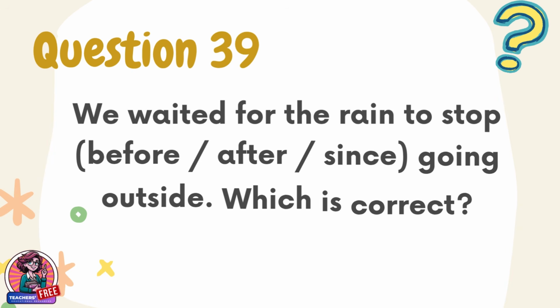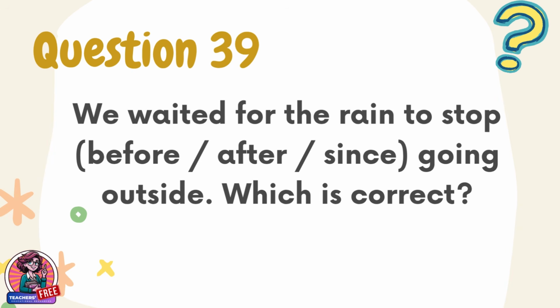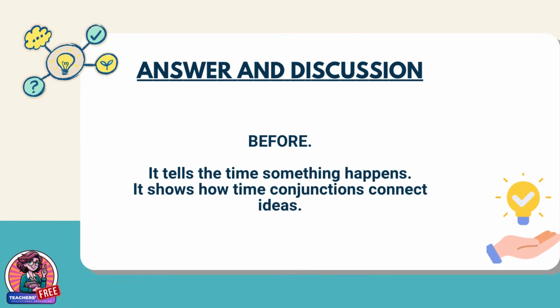Question 39. We waited for the rain to stop before, after, since going outside. Which is correct? Answer: before. It tells the time something happens. It shows how time conjunctions connect ideas.